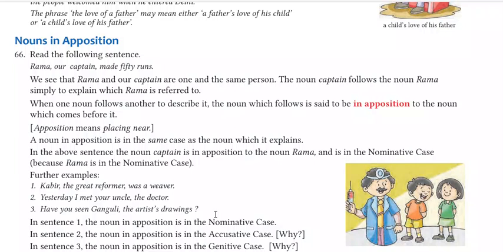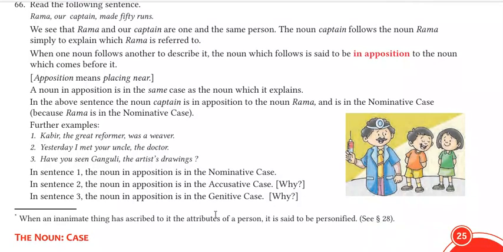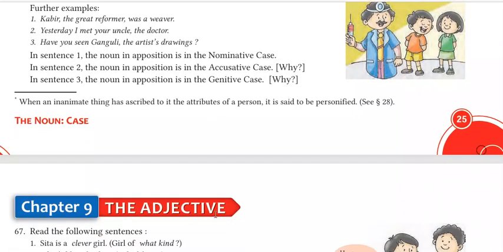In the second sentence, the noun in apposition is in the accusative case. Why? Yesterday I met your uncle, the doctor. In sentence number 3, the noun in apposition is in the genitive case, like artist's. When an inanimate thing is ascribed the attributes of a person, it is said to be personified. That is personification.